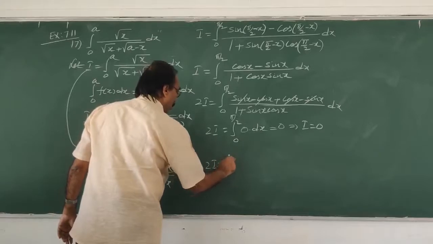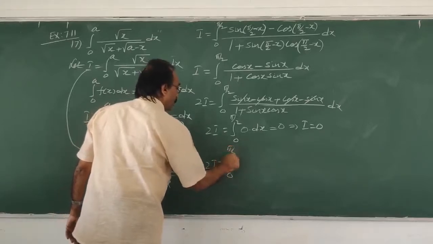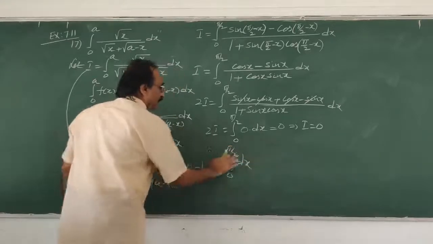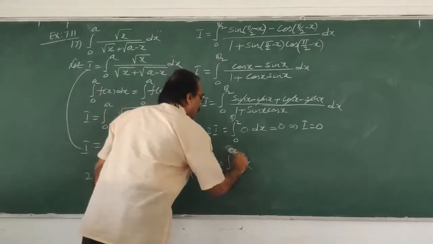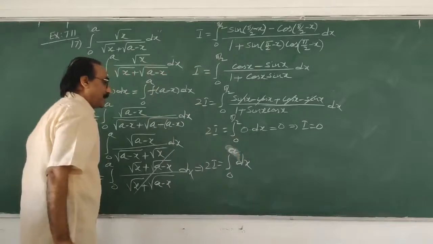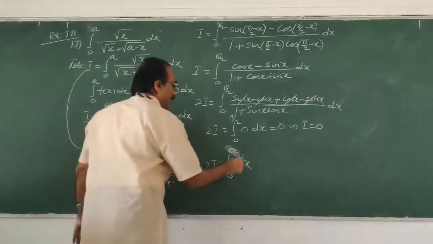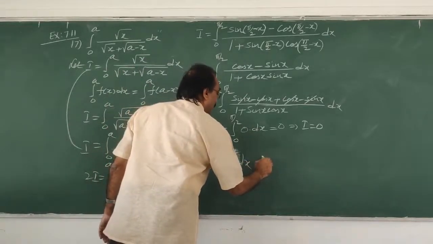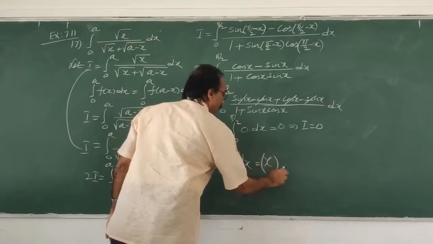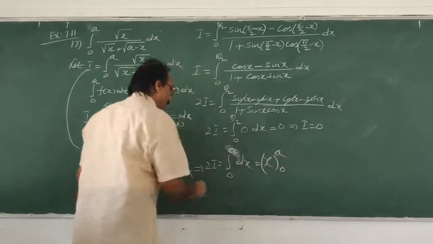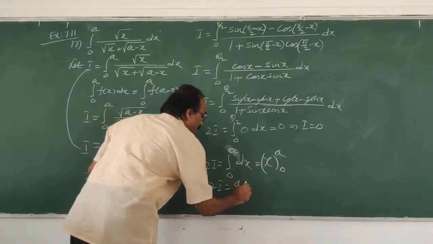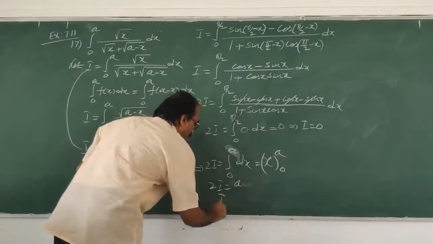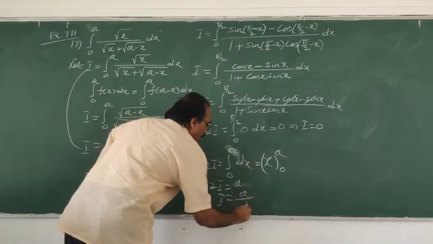2I is equal to integral 0 to pi by 2 dx. Sorry, integral 0 to a, because pi by 2 we did so many problems, you know. That's why we are very familiar with that. 0 to a dx. So this implies integral dx means what? x. Integral dx means x, 0 to a. So 2I is equal to upper limit a minus 0. A minus 0 means a. So I is equal to a by 2.